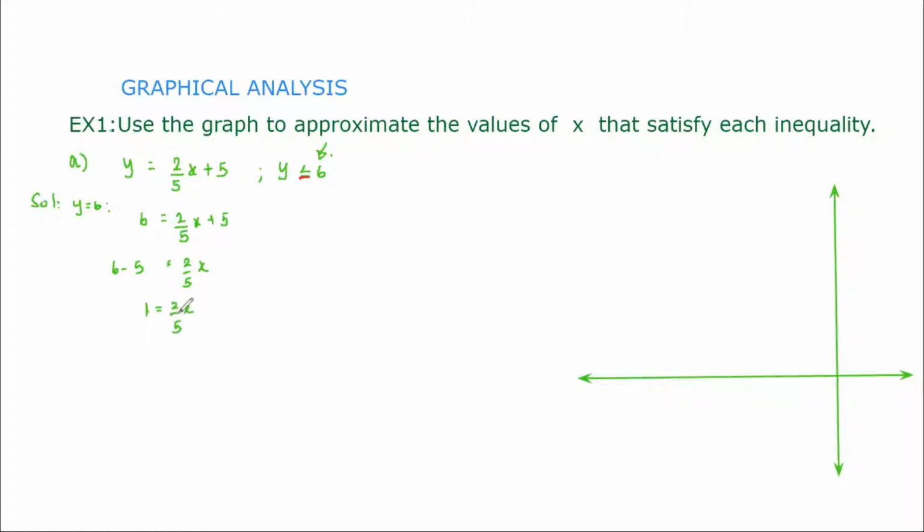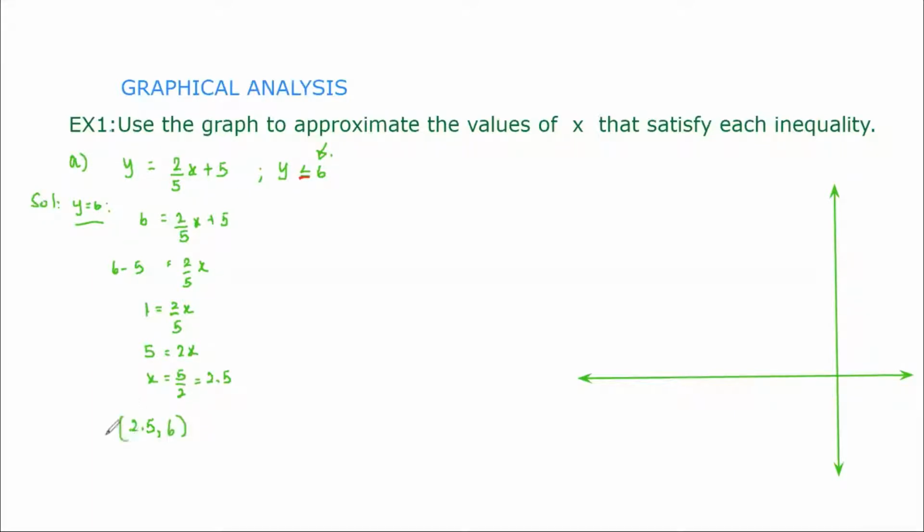Now you can do cross multiplication or just multiply every term on both sides by the LCM, 5. So on the left you have 5, and on the right side the 5 cancels, leaving 2x. Then your x is going to be 5 over 2, which equals 2.5 in decimal form. So now we get the coordinate. The first coordinate is 6.